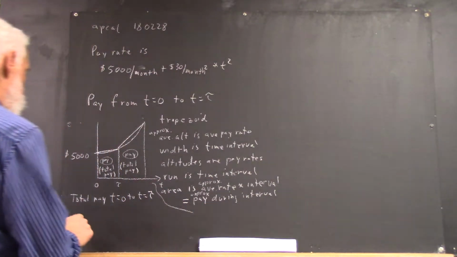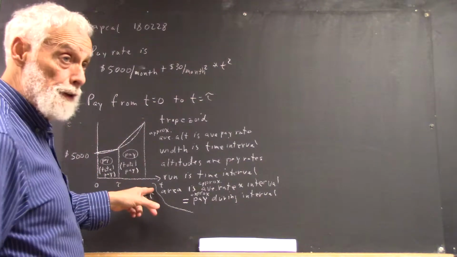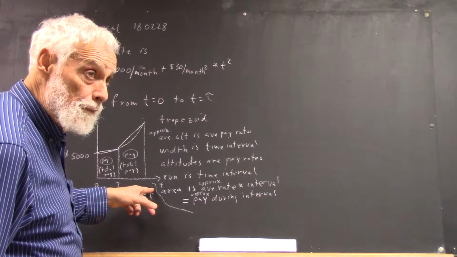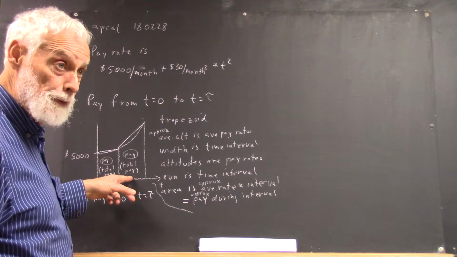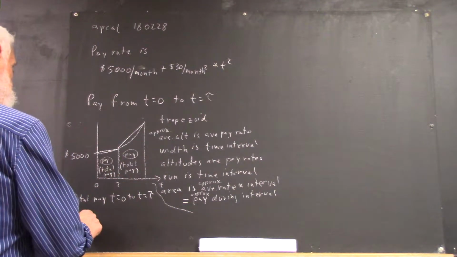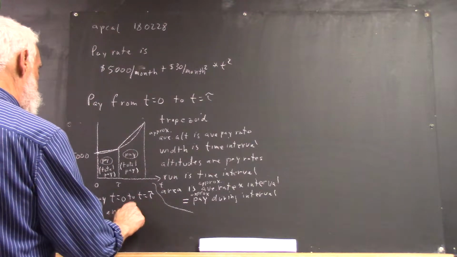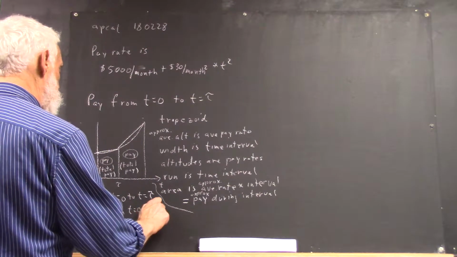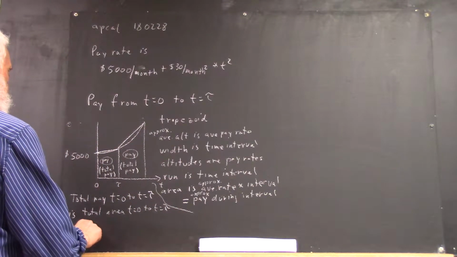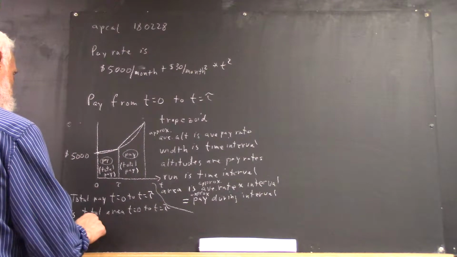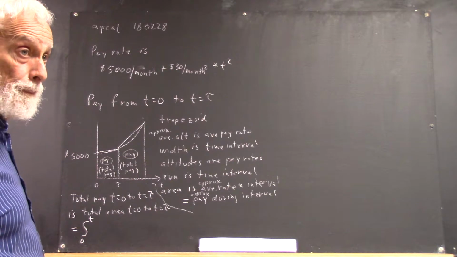from t equals 0 to t equals tau is what? It's the area under the graph from t equals 0 to t equals tau. And that's an easy connection to make if you understand the interpretation of the trapezoids. And that is the integral from 0 to t of your pay rate function. Okay?